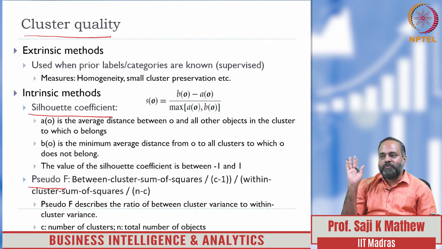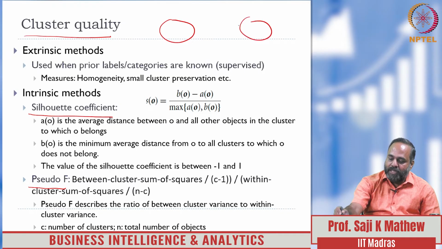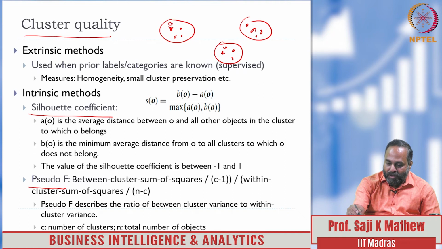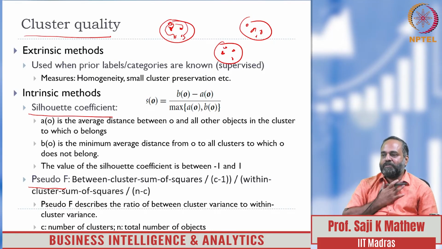But intuitively, what is this formula trying to tell you? There are 3 clusters and there are objects within clusters. O is here. The fellow O is here. O belongs here. So, what is AO? It is the average distance between O and all other objects in the cluster to which O belongs. O's distance to his or her friends. All his friends are in that group. What is the distance of me to my friends? That is AO.